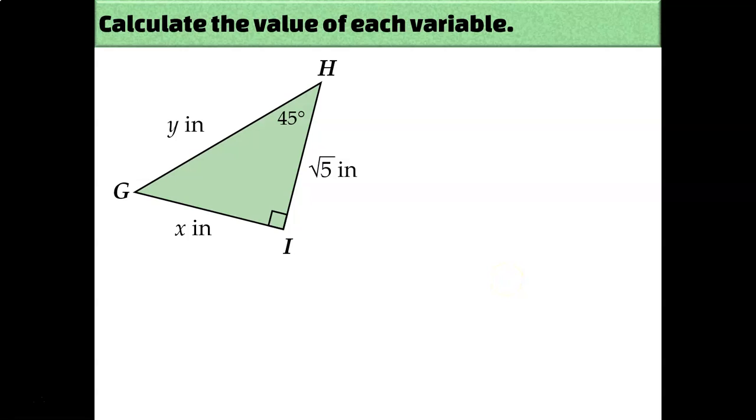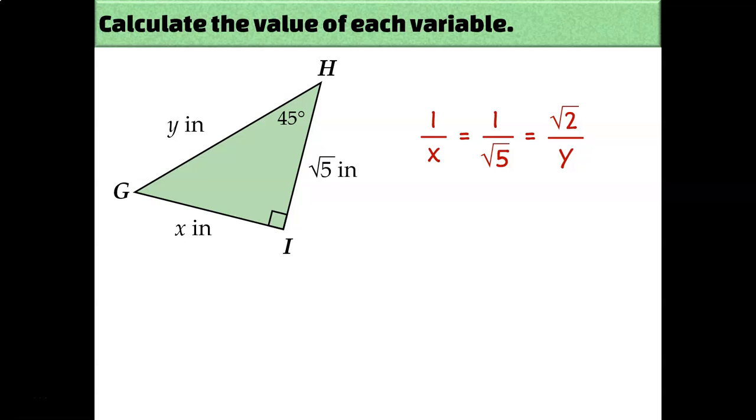Let's try another example. Except this time, one of the legs is a square root. It's the square root of 5. Let's see what that looks like when we solve. Since it's a 45, 45, 90 triangle, I'm going to use the ratio of 1, 1, square root of 2. One of the legs is x, the other one is the square root of 5, and the hypotenuse is y.